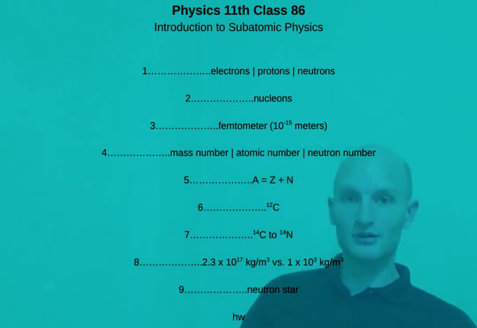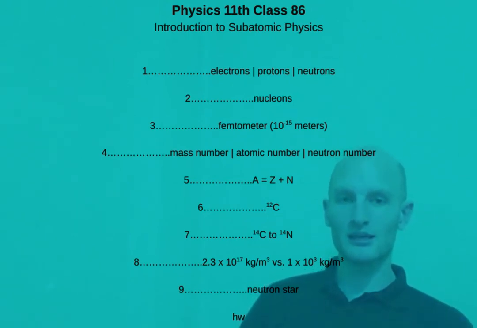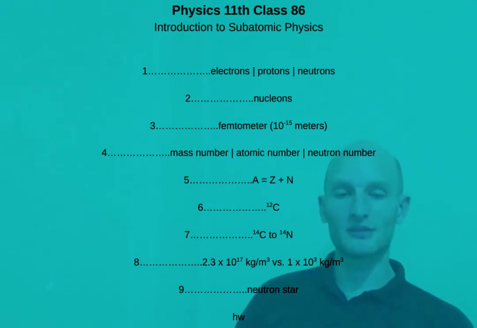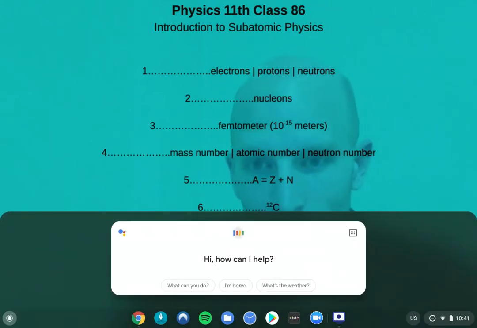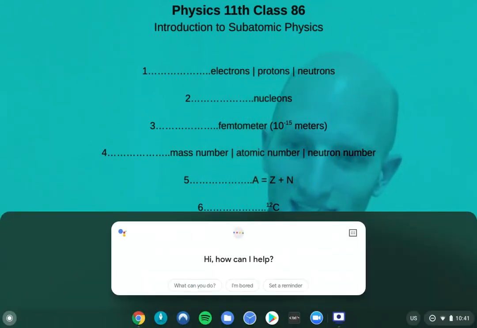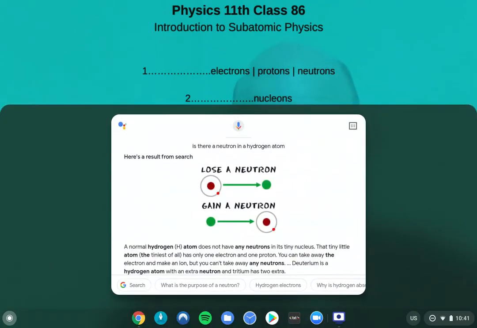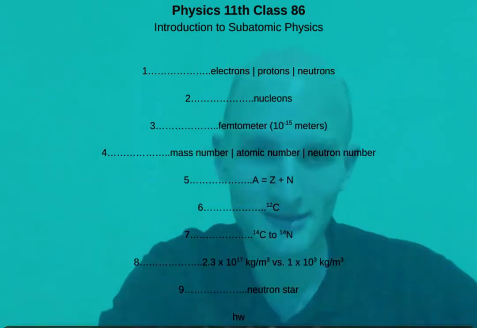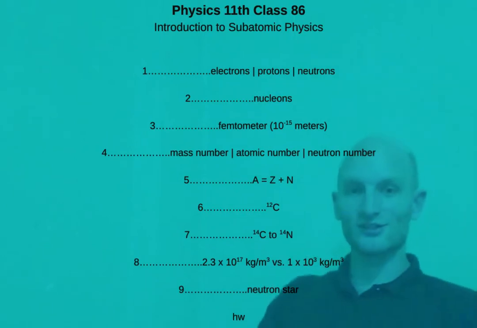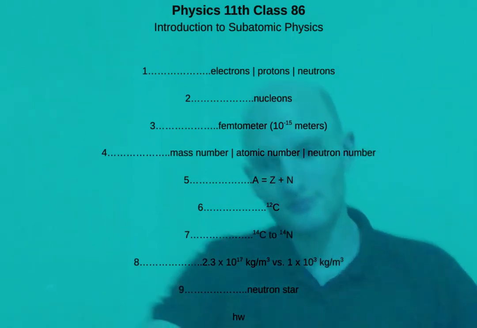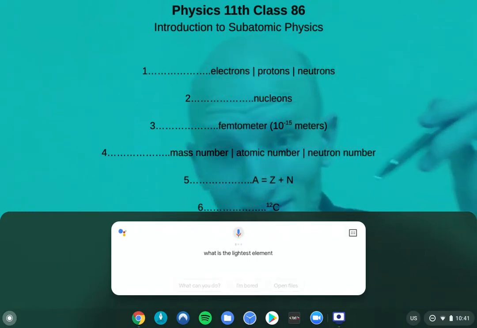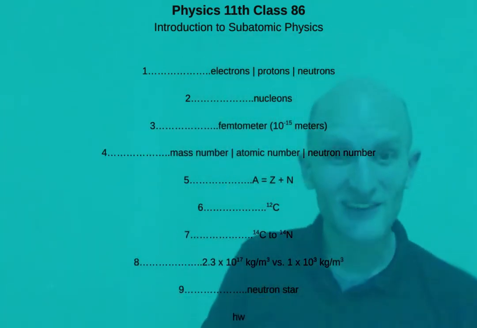Most atoms contain protons and neutrons. An exception to that would be hydrogen. Hydrogen just contains 1 proton, okay? There is no neutron inside the nucleus of a hydrogen atom, okay? Hydrogen is also the lightest element. I just want to confirm that. Is there a neutron in a hydrogen atom? A normal hydrogen atom does not have any neutrons inside its tiny nucleus. I told you, don't forget that. Also, what is the lightest element? I was right 2 times in a row.